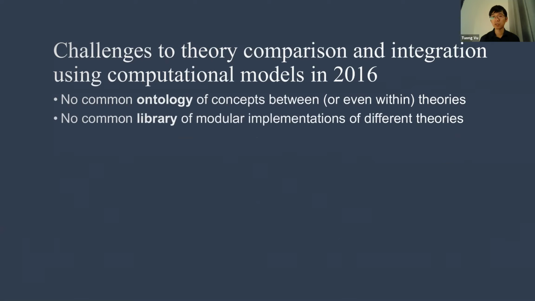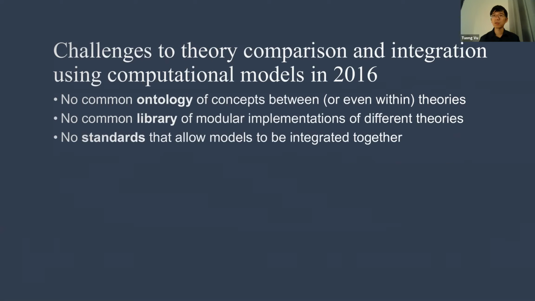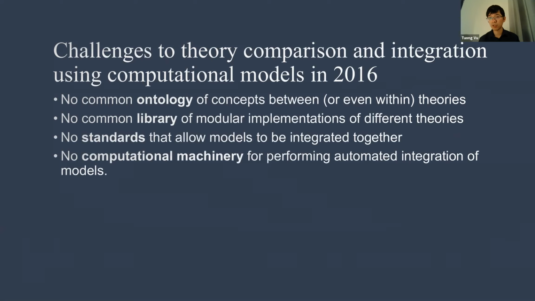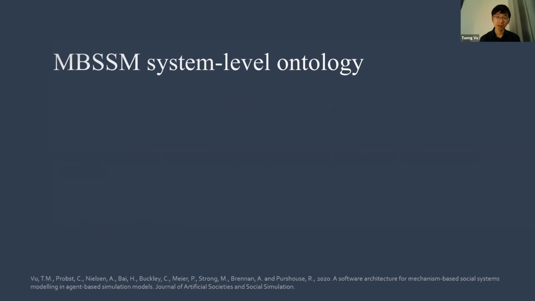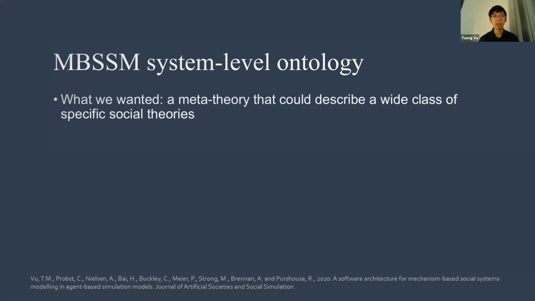So there's no common ontology of concepts between the theories. There's no library. There are no standards for integration. Also, there is no computational machinery to perform this kind of task. So what we did is that we built some. And we published the MBSSM software architecture as well as the conceptual models in a JASSS paper in 2020.